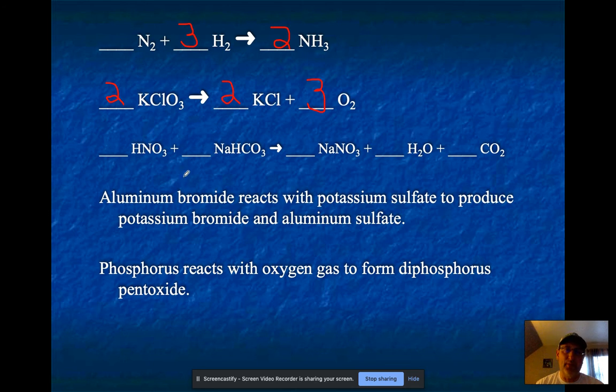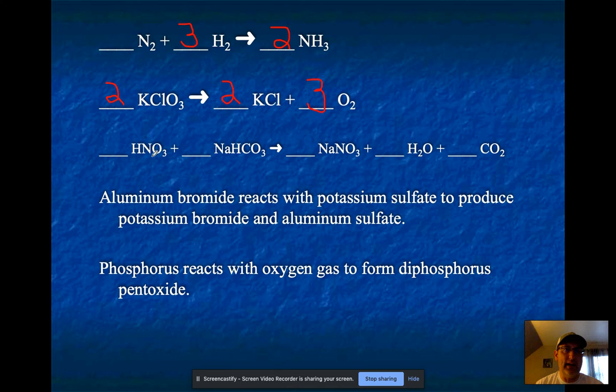Now this last one. Let's just start to count some things. I know there's a lot to it and there's a lot of blanks, but let's just take a look. Na, 1 there, 1 there. That's good. N, 1 there, 1 there. That's good. C, 1 there, 1 there. Notice I'm keeping my H's and O's till the end. That usually helps out. Now I'll do my hydrogens. 1, 2 total. H2, 2 total.